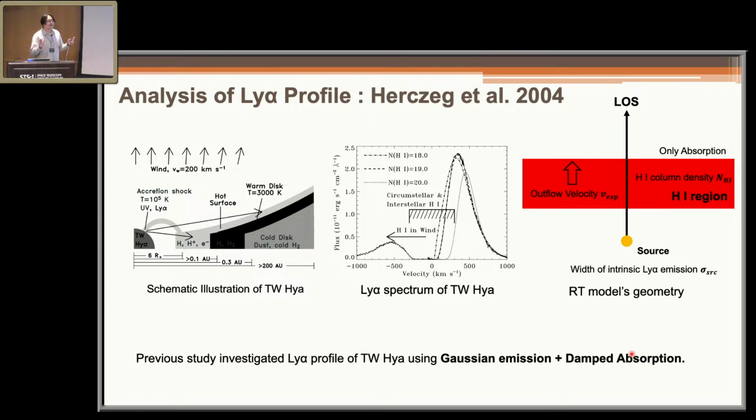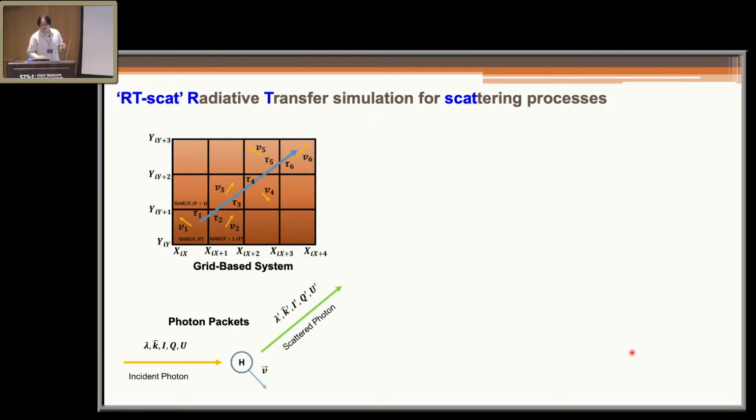To decode the message of this spatial region with Lyman alpha, I used my code. Because it's a really new code that I have not published yet, the name of this code is RT-SCAT, a radiative transfer simulation for scattering processes. This is a grid-based 3D Monte Carlo radiative transfer code.